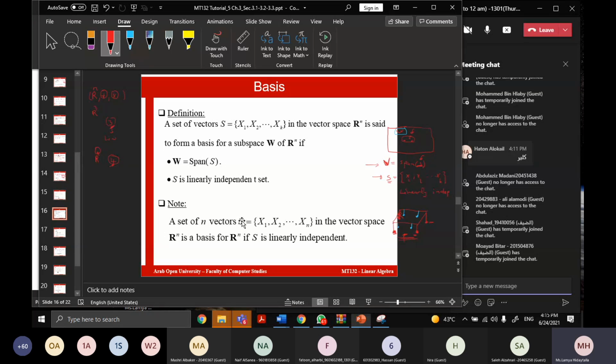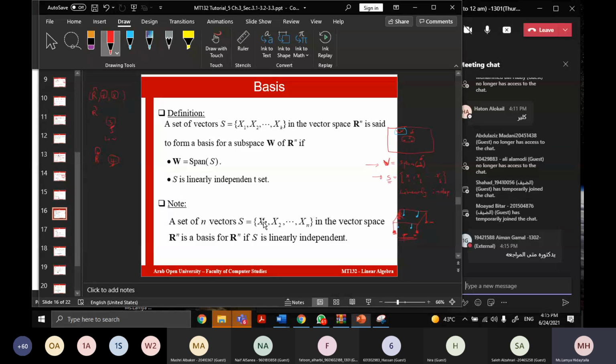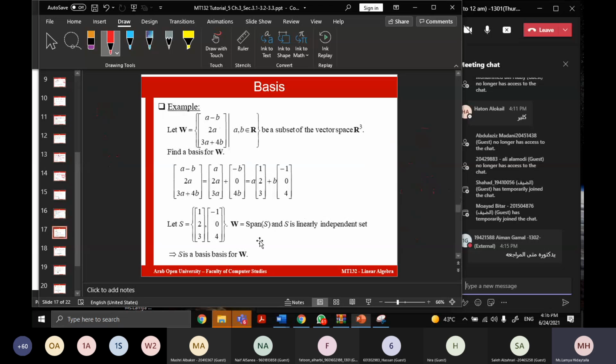Okay, اللي هو S, a set S فيه x1, x2 لحد xn. المراجعة just after, let's say, 10 minutes. طيب, a set of n vectors x1, x2 لحد xn in the vector space Rn is a basis for Rn if S is linearly independent. خلاص بس ده شرط واحد. If it's linearly independent then we are done.